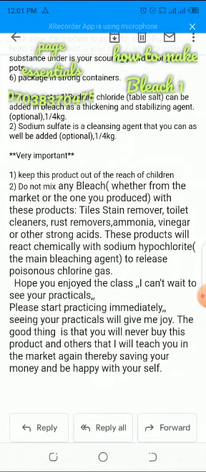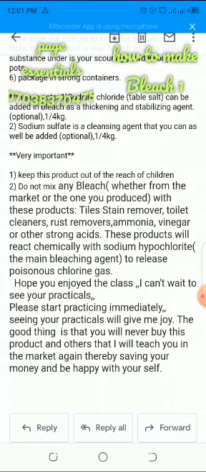Another thing to bear in mind is that you need to keep this product out of reach of children. Keep all your bleach, whether the one you buy from the market or the one you produce yourself. Do not allow the children to drink it.